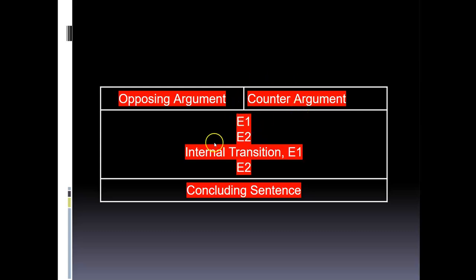Then we provide an internal transition, which could be something like additionally or furthermore. And we provide a second E1, so we go back to the text. We find another piece of textual evidence that supports our counter-argument. Another E2 explaining how this second piece of evidence supports the counter-argument. Remember, the E2s come from our brain while the E1s come from the passage. And then at the end of the counter-argument paragraph, we provide a concluding sentence that wraps up our ideas.